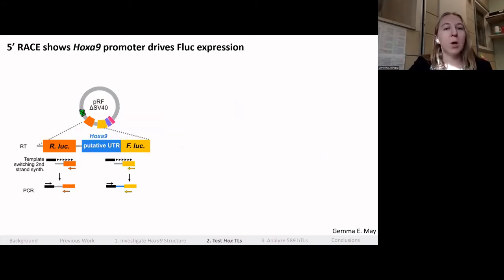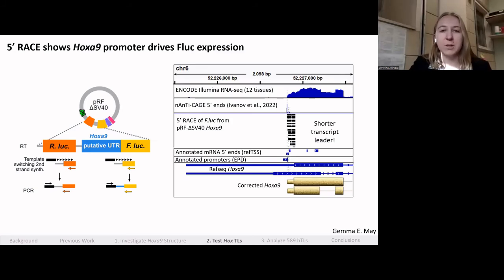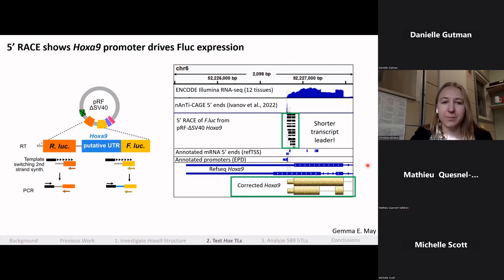As a follow-up to our reporter experiments, we performed 5' RACE on the cells after transfecting the plasmid. So we mapped the F-Luc transcription start sites to the annotated promoter sequence. So this supports a much shorter version of this HOXA9 transcript leader. So the previous HOXA9 transcript leader tested was actually misannotated, and the corrected transcript leader aligns with annotated promoter data and our transcription start site mapping.